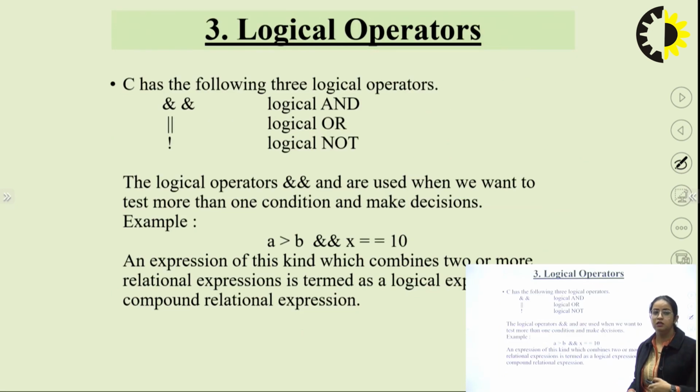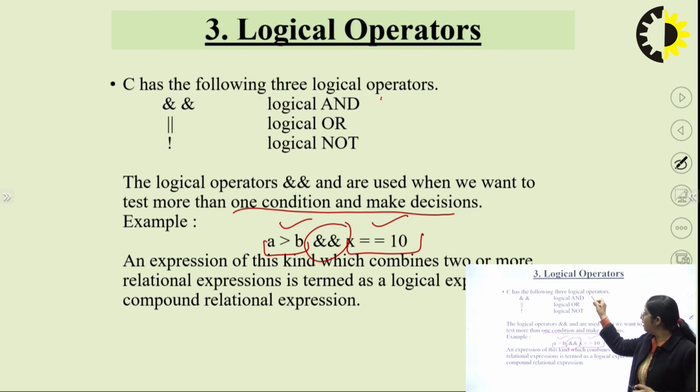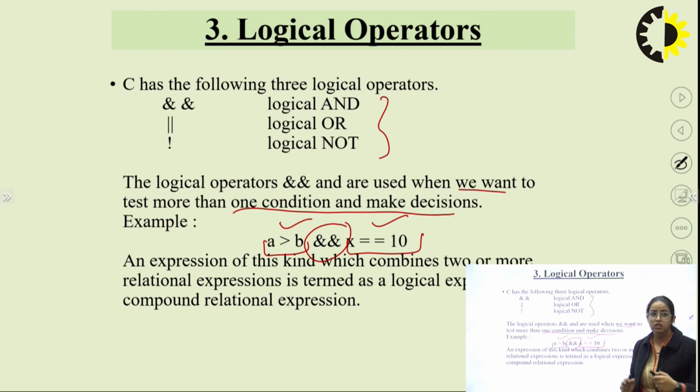So now the next, third type, is the logical operator. Logical operators are used when we want to test more than one condition and make a decision. This is a relational operator, and these are also relational operators. First we solve these relational operators, and then we use the logical operator. We have three types of logical operators: logical AND, logical OR, logical NOT. An expression of this type, which combines two or more relational expressions, is known as a logical expression.